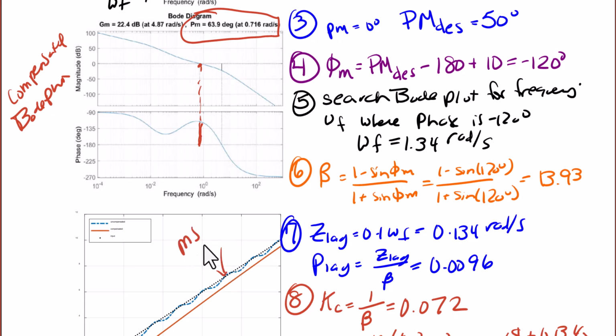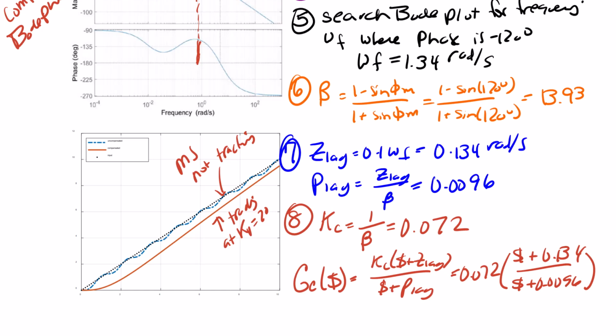So now if you come down, we have a unit ramp response, and the original system was marginally stable, so it did not track the ramp at all, which is that blue line. And then afterwards, we were able to use Kv equals 20 to track the ramp.